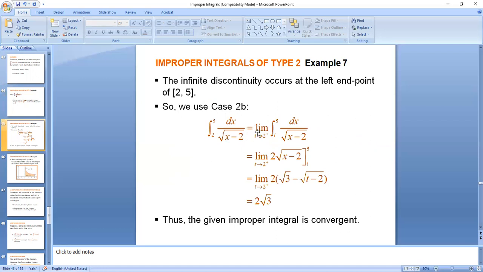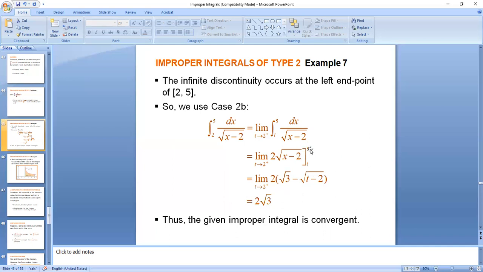Okay, case B. So the t that we replace the 2 with is approached from the right side. So the value 2 is approached from the right side. Before we substitute, we evaluate our integral using the power rule. This is actually x minus 2 raised to negative 1/2. If you add 1 to the exponent, that would be positive 1/2 over 1/2. That is why you have this 2 square root of x minus 2 from t to 5.